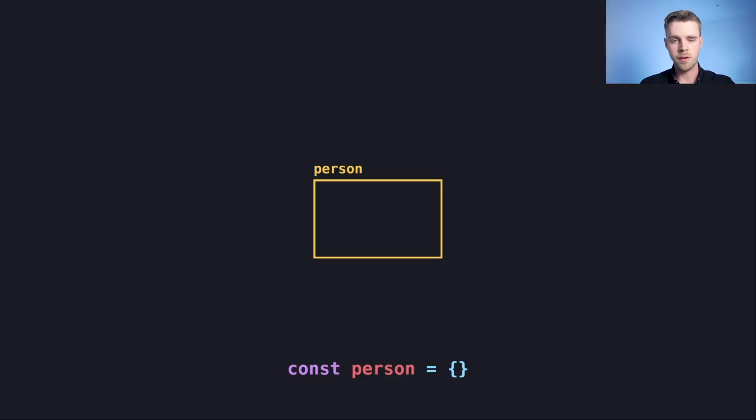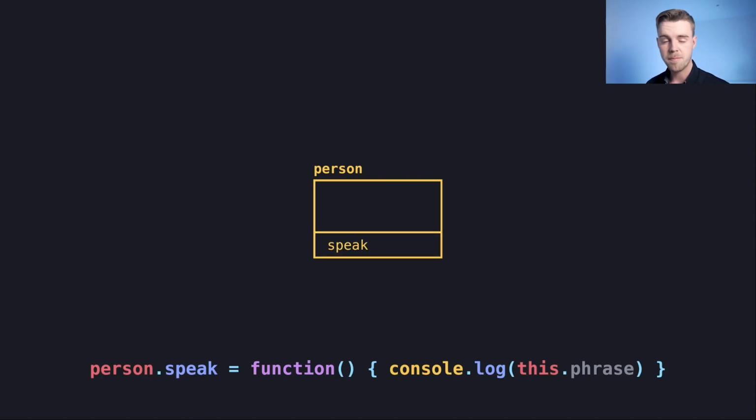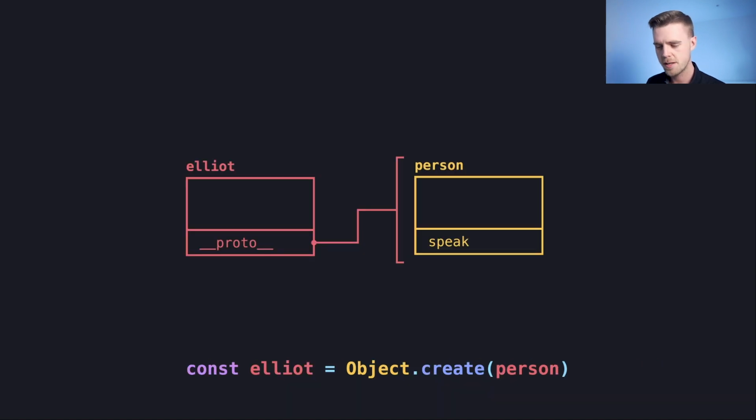Alright, so let's start off with a really basic example. We'll create a new empty object called person. You can do that by saying const person is equal to an empty object. And then we just give person a speak method by saying person.speak is equal to a new function that console logs this.phrase. Alright, so that's all pretty standard stuff. Now we'll use Object.create. So we can say const Elliot is equal to Object.create(person).